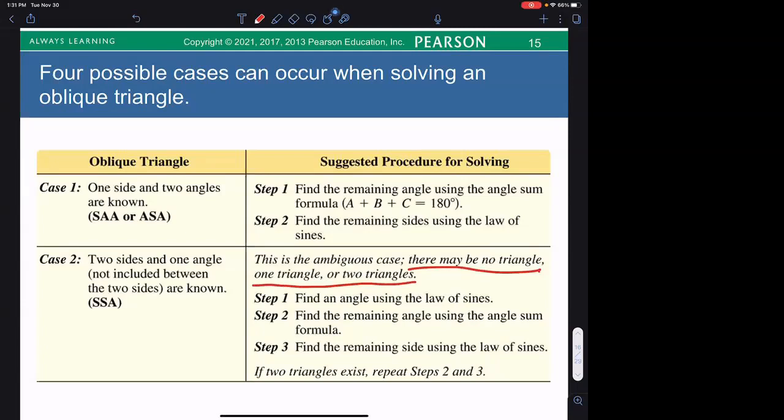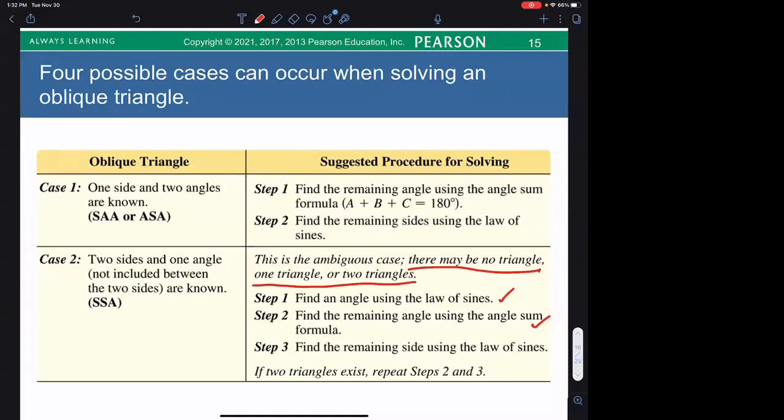It may be that when you try to solve, the angle can't exist because the sine is supposed to be equal to a negative number. That would be an example where there's no triangle that works with the side-side-angle information given. Find the remaining angle using the angle sum formula. So if you can find an angle using the law of sines, then you find the remaining angle. And there was a possibility that you might have two different angles that would work. And that's why you might have two triangles. So that's why there's also some ambiguity there.